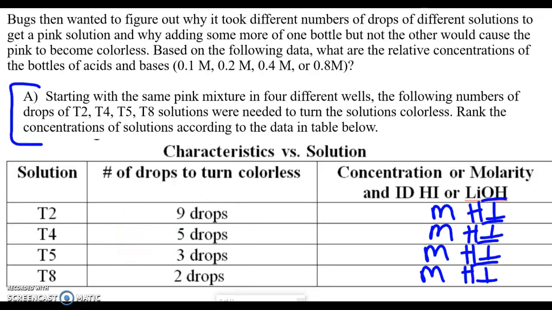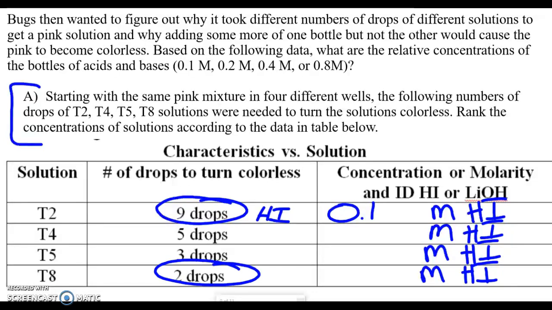So hopefully you paused it and tried to figure it out on your own. This took a lot of drops of a hydrogen iodide solution to turn it colorless. That means this hydrogen iodide must have a very low concentration. So this is the most drops, so this is the least concentrated hydrogen iodide. If we go down to the bottom here, it didn't take very many drops of this hydrogen iodide to turn it colorless. That means that this one must be very concentrated. So this is the 0.8, this is the 0.4, and this is the 0.2.